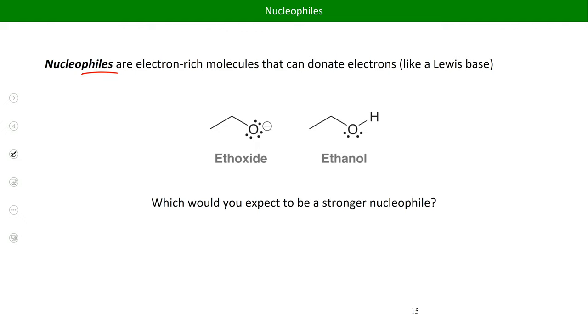We're going to talk about electrophiles on the next slide, and that's just the exact opposite. So a nucleophile is electron rich, and it can donate electrons, which again comes back to our definition of Lewis acids and bases, which was about electron donating and electron accepting instead of protons. But anything that is electron rich or that would be attracted to a partial positive or a full positive charge is going to be a nucleophile. So ethanol and ethoxide are two examples of nucleophiles.